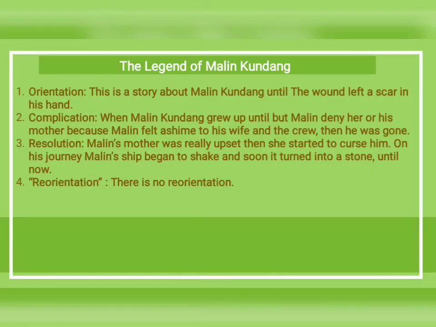After you watch the video, I will explain the example of narrative text is talking about Malin Kundang. It is kind of legend in narrative text. There are some analysis of generic structure in Malin Kundang. The first is orientation from the sentence, "This is a story about Malin Kundang," until the sentence, "The wound left a scar in his hand."